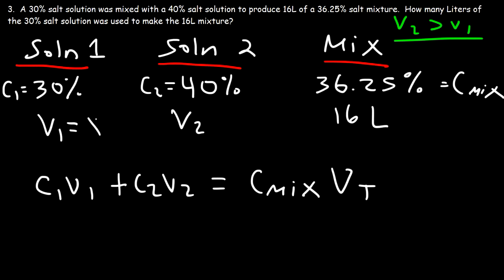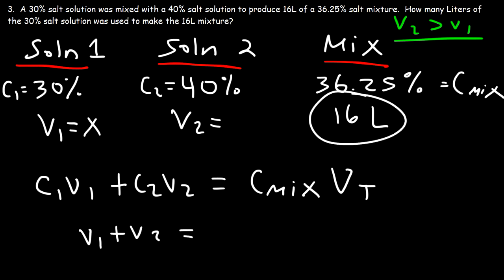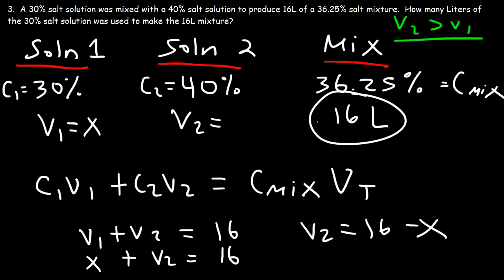What we should do is call V1 x. And V2, what is V2 if V1 is x? Well, we know that V1 plus V2 is equal to the total volume, which is 16. So, if V1 is x, what is V2? If we move x to the other side and solve for V2, you'll find that V2 is 16 minus x. So I'm going to write that here.